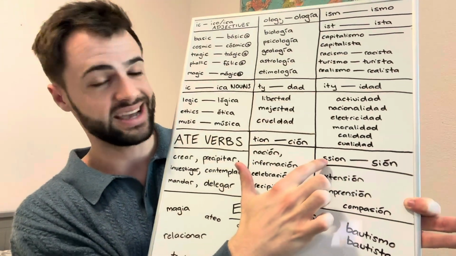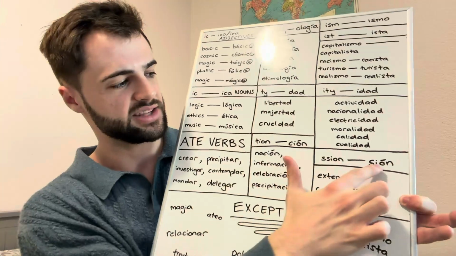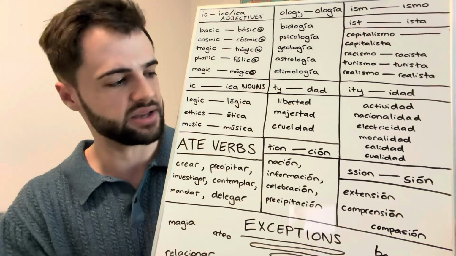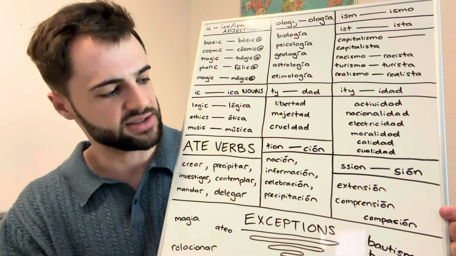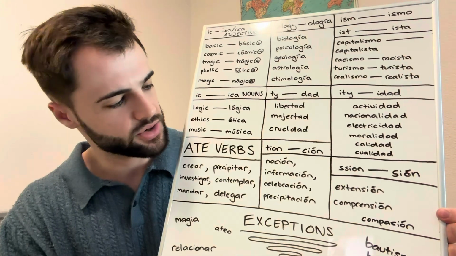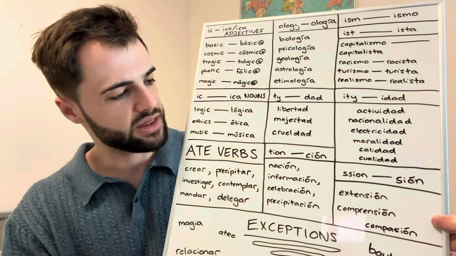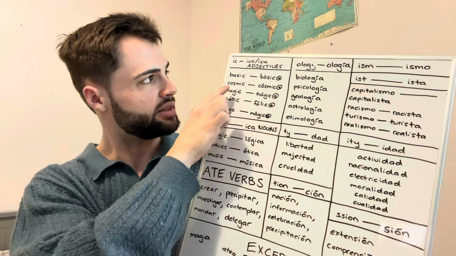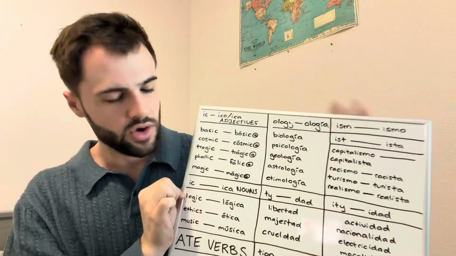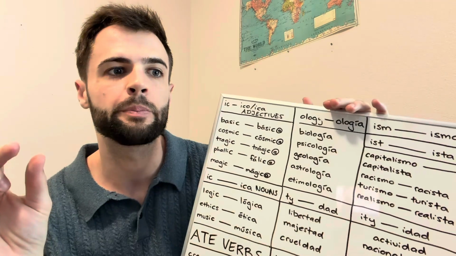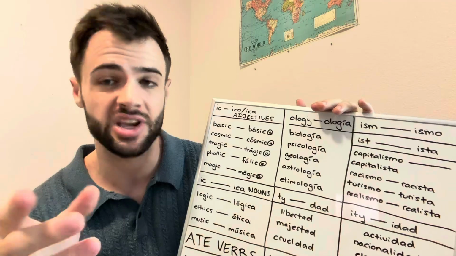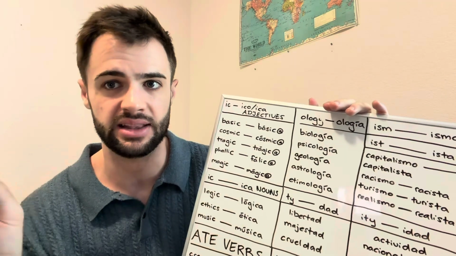If it's the suffix ssion in English, it's going to end in sion, importantly with the tilde on top of the O. Extensión, comprensión, compasión. This one does not follow the similar rule as the IC words, where the stressed syllable is kind of going to carry over from English to Spanish. You have to adjust it to being that last syllable.